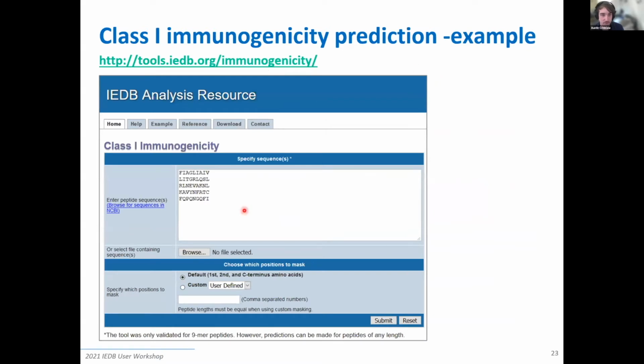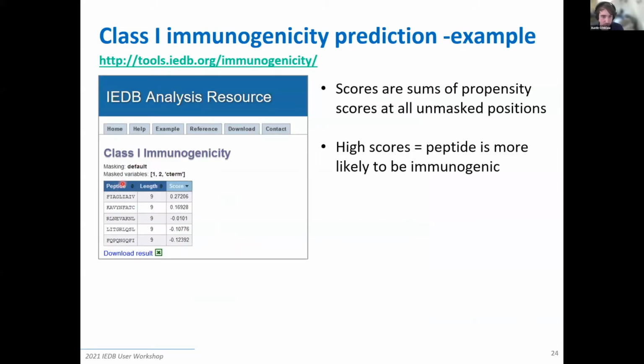So here's an example. Here's the interface. You would enter your peptide sequences. Just to note, this tool was validated on 9-mer peptides, but you can make predictions for peptides of any length. Then we have parameters that you can alter. You have these mask positions, and the mask positions are just the MHC anchor positions. You can either do default or your own custom list. Then you would hit submit. And here's what you get out. You have this table with your peptides, their lengths, and their scores. The scores are just the sums of the propensity scores at all the unmasked positions. If you have a high score, then it suggests that the peptide is more likely to be immunogenic.